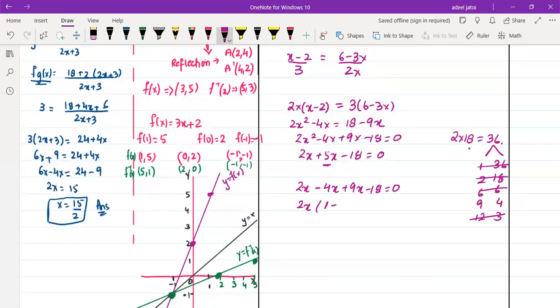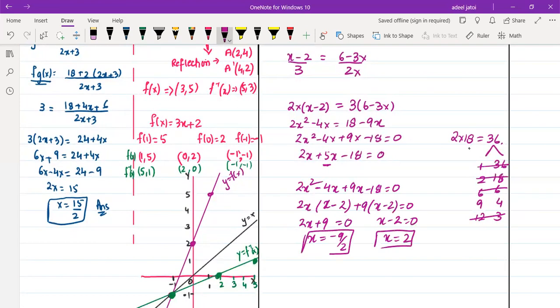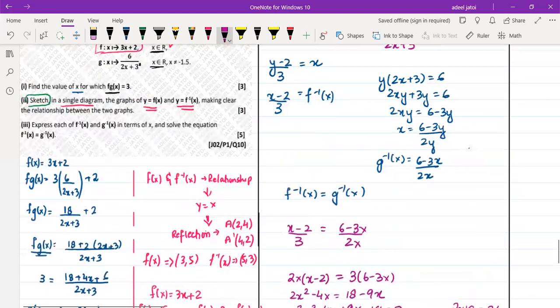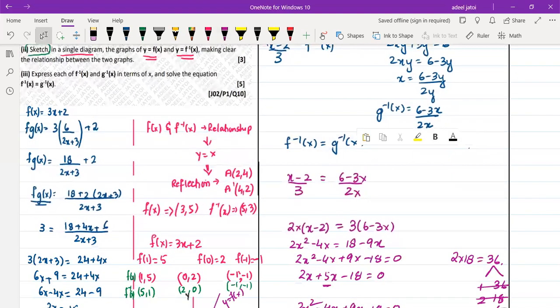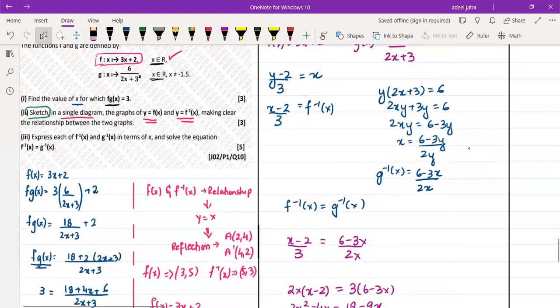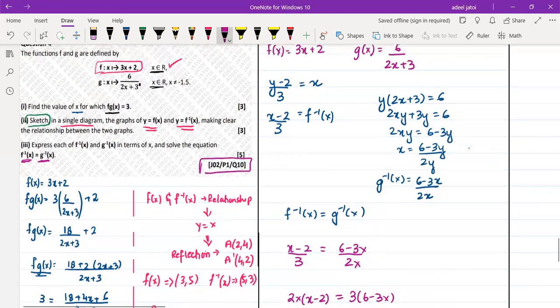So this can be what? 2x common, that means (x minus 2) plus 9 is common. (x minus 2) is equal to 0. (2x plus 9) is equal to 0. (x minus 2) is equal to 0. x becomes minus 9 upon 2 and x becomes what? 2. So these are the two values for this particular part C, where obviously you need to write down the solution of the equation f inverse equal to what? g inverse. So this question was from June 2002, paper 1, question number 10.